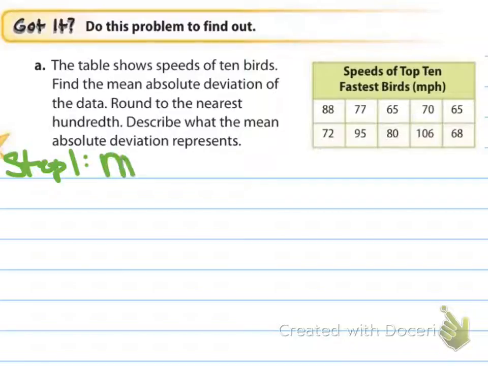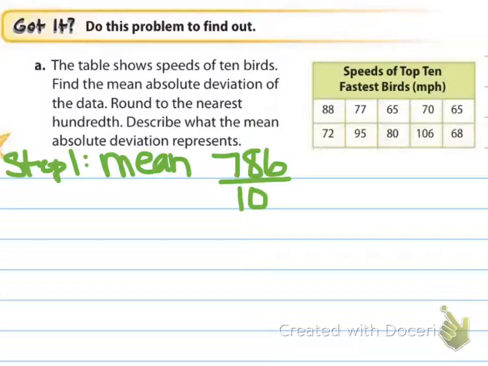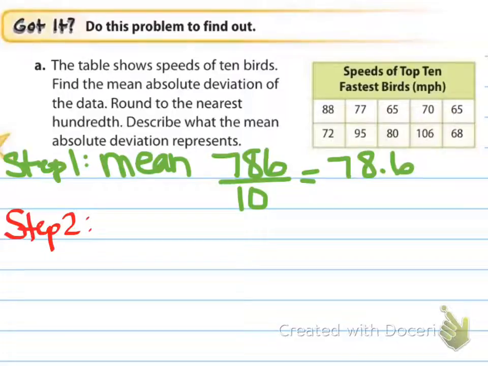So, step 1, find the mean. And so we need to add up all our values and then divide by how many there are. When I add these all up, it's 786, and there are 10 values, so that's what I'm going to divide by. So my mean is 78.6 miles per hour. That's my mean average.